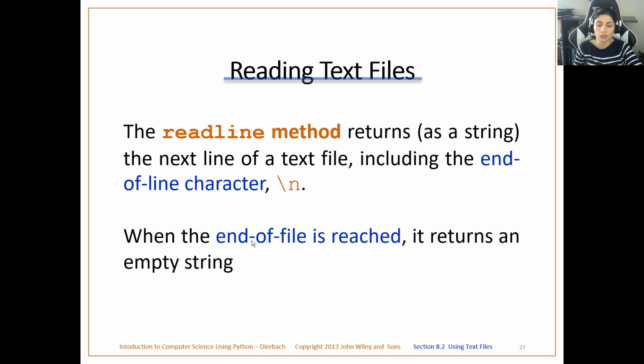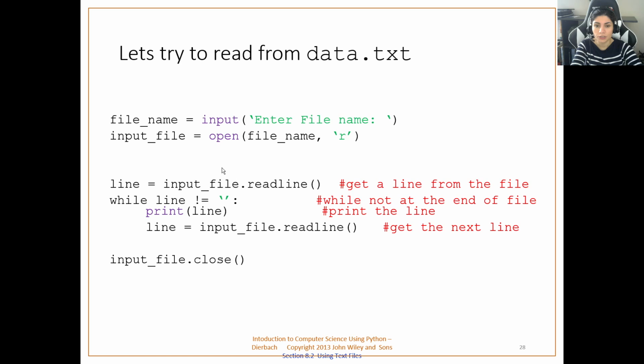At the end of each text file, there is an end of file character. Again, this is an invisible character. You cannot see it, but it exists. And as soon as readline reaches that, it knows there is nothing else and it returns an empty string. If you're, for instance, creating a while loop to go through a text file, you can use readline, and as soon as readline returns an empty string, that means you reached the end, and you can terminate your while loop. So here's an example.